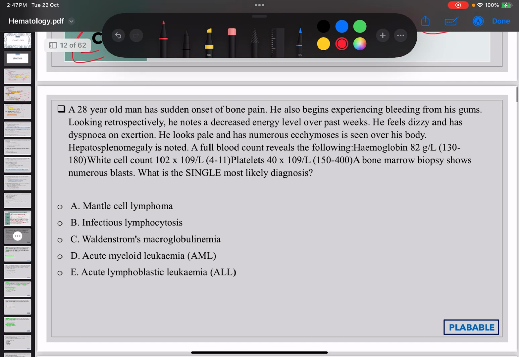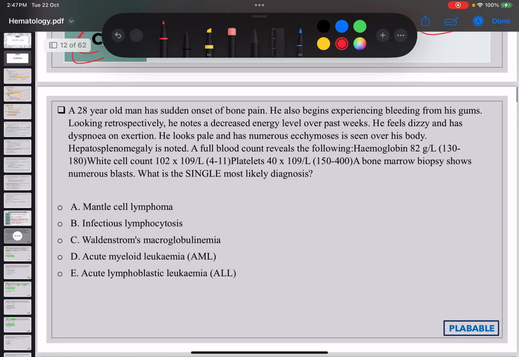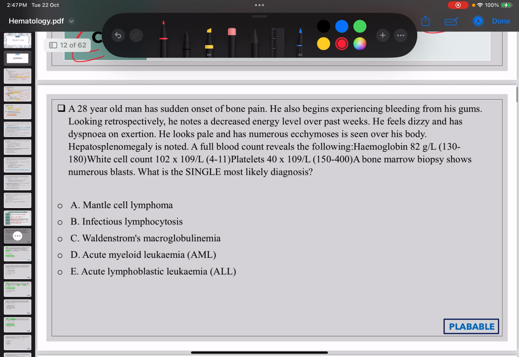From UKMLA part 1. Okay, this is a question. In our earlier session, we told you how to get through a question. You don't have that much time to read all the information, so you have to find a clincher, then diagnose the case. That will save you some time.